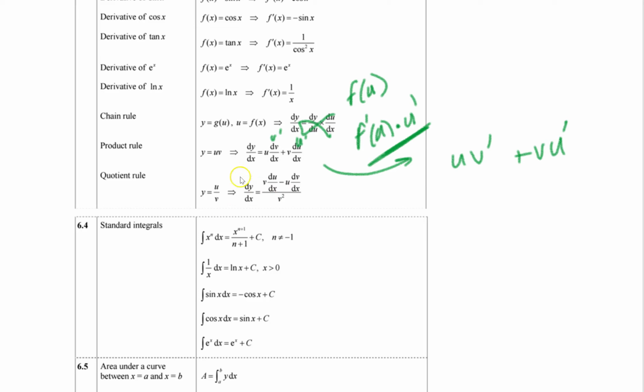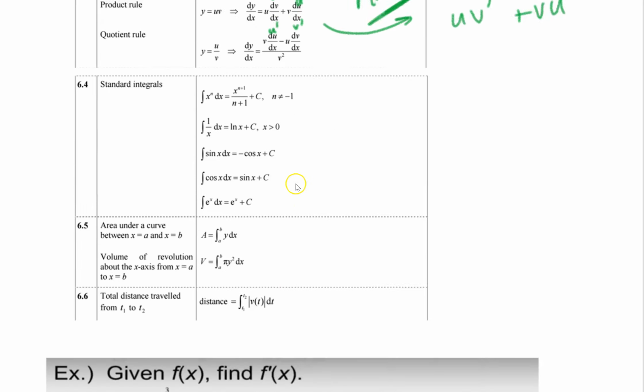Same thing here with the quotient rule. If you're dividing, it's a quotient rule. This again means u prime. This again means v prime. So derivative of the top times the bottom minus derivative of the bottom times the top, all over the bottom squared. Then our basic integral rules.